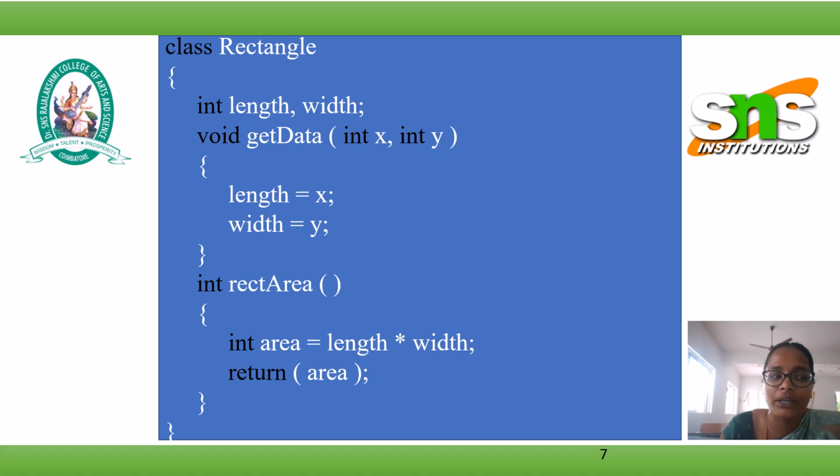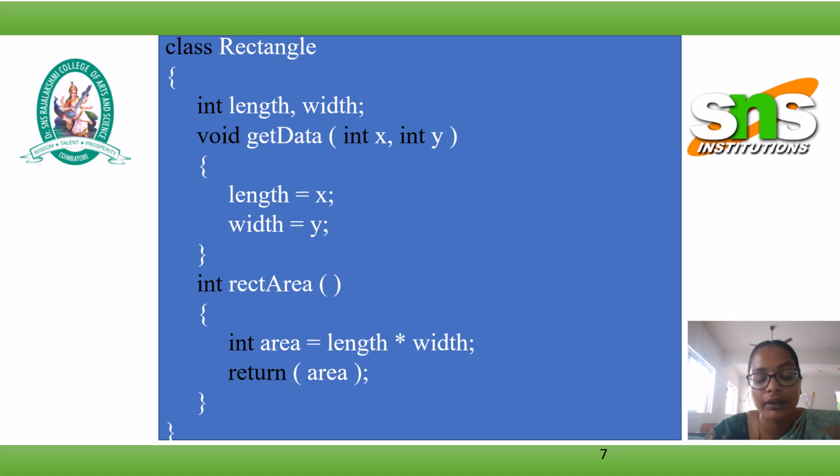Here I have created a rectangle class. Within that I have specified fields length and width as integer data type. Within that, I have created the method getData. That is a void method. Void means it doesn't return any value. The parameters I have passed are int x and int y. For length and width, I'm assigning the parameters x and y.